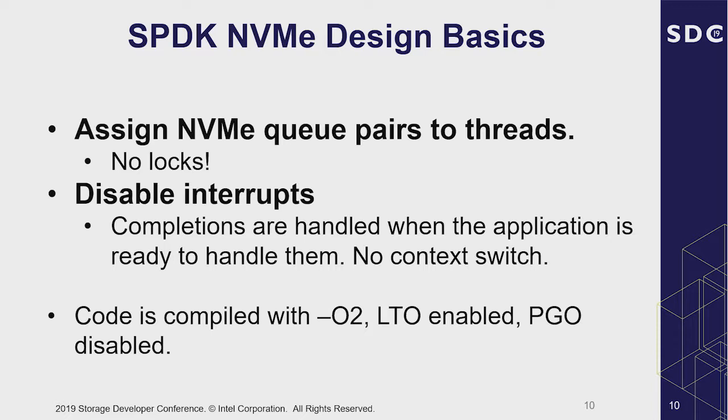So typically, operating systems are going to assign queue pairs to cores. In Linux, it's gotten significantly more complex over the last couple of years, but traditionally, that's how they do it. SPDK just assigns them to threads. We're inside your application anyway. We take no locks around the queue pairs. Just use one queue pair per thread. So that's a major performance benefit. We also disable interrupts, and we do everything via polling.